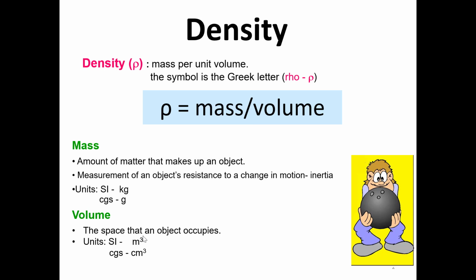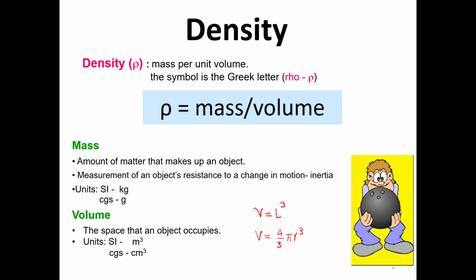Volume is the space that an object occupies. We can calculate the volume of the object. If we have a regular object, we can use an equation. For example, to calculate the volume for a cube, we use L, the size, cubed. If we have a sphere, like in this case, we can use this equation, where R is the radius of the sphere. We can use these equations if we have regular objects. But if we have irregular objects, then we have to use different methods.